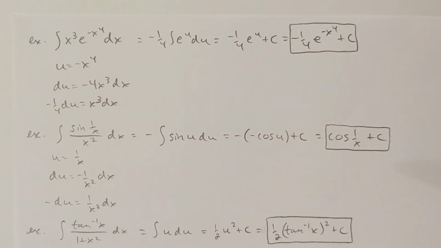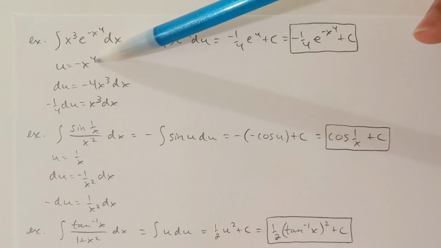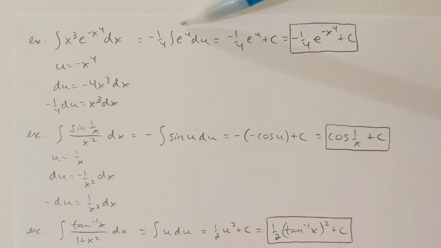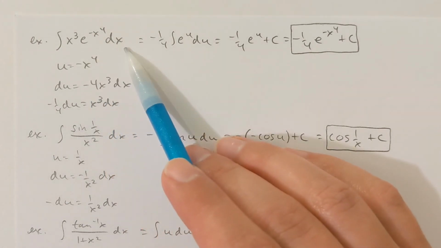Okay, on the next page here, here's another problem that's going to require a u substitution. In this one, you could let u be negative x to the fourth, or u could be x to the fourth. If u is x to the fourth, then you're going to have e to the negative u inside, which is fine. You can still get the same result, but why don't we let u be negative x to the fourth in this one. Du is negative 4x cubed dx, and I've got an x cubed dx.